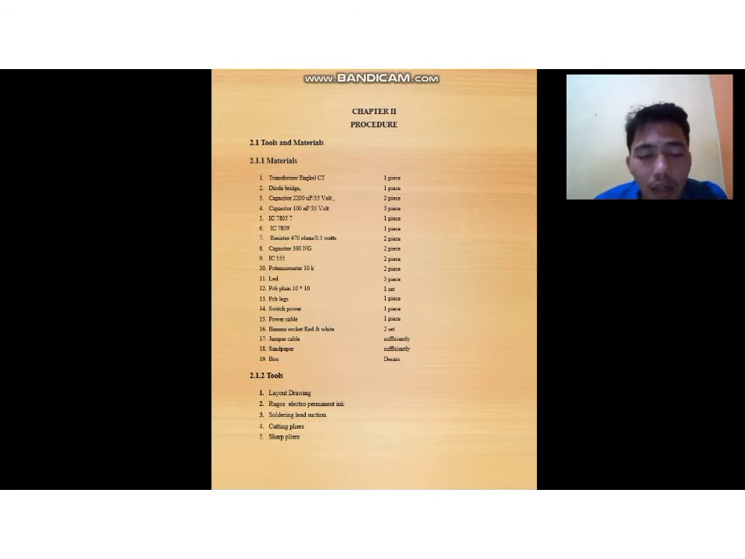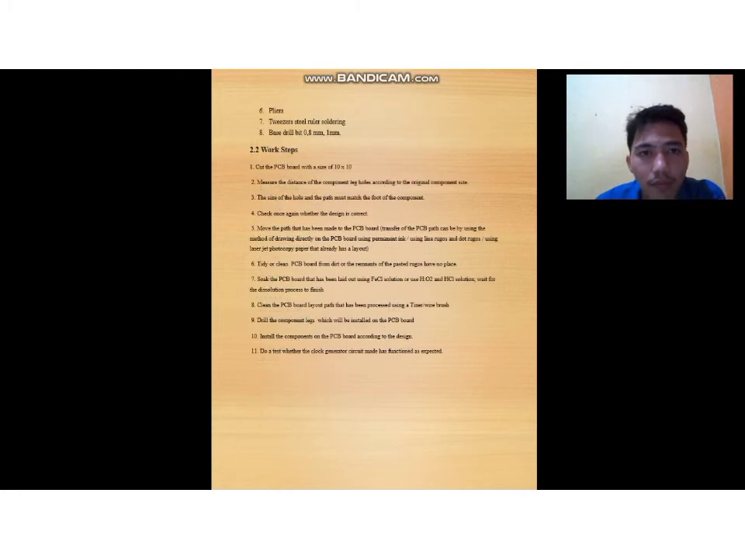Next, tools. One, layout drawing. Two, permanent marker. Three, soldering lead. Four, cutting pliers. And five, sharp pliers. Six, pliers. Seven, tweezers, steel ruler, soldering iron. Eight, drill bit, 0.8 millimeter.